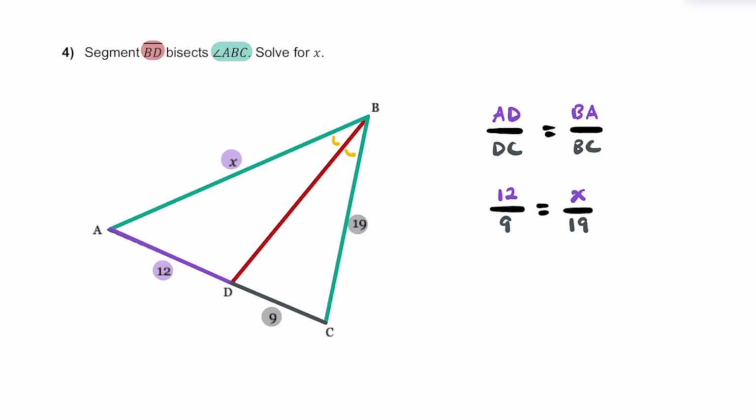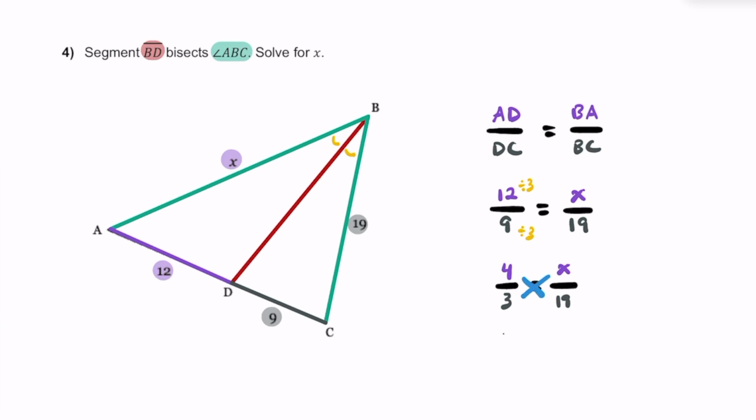You can use cross products right away, or you can also simplify if you'd like to. So I'm going to actually simplify and divide these both by 3, just so I don't have to deal with as large numbers in case you don't have a calculator. This would be the simplified 4 to 3 ratio would be equal to this X to 19 ratio. So if you have a calculator, obviously it doesn't matter as much, but I don't have one here. So I'm going to go ahead and use the cross products.